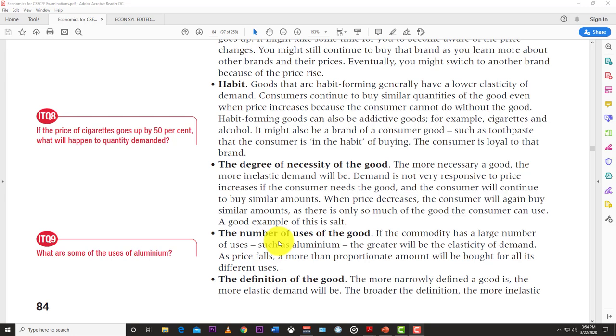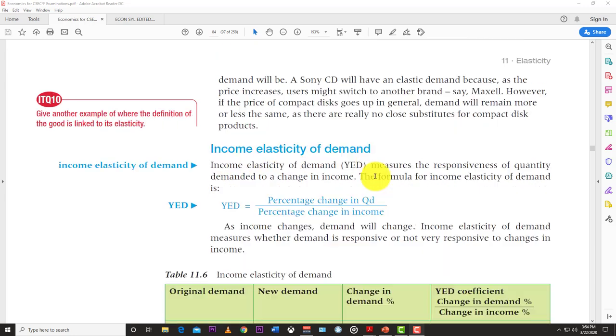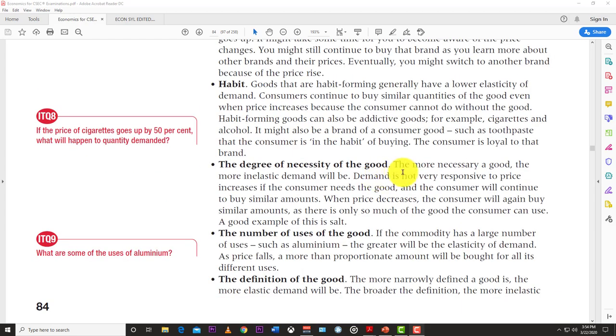Then we have the degree of necessity of the goods. So this one is simply talking about how important, I can't even say important, let's use the word necessary, that good is to you. And this is where the example that I gave earlier with the insulin comes into play. Because if it's a good that you need to survive, your asthma pump, your insulin injection, your pressure medicine, then no matter what happens to the price, you are going to buy a similar amount, whether the price goes up or down.